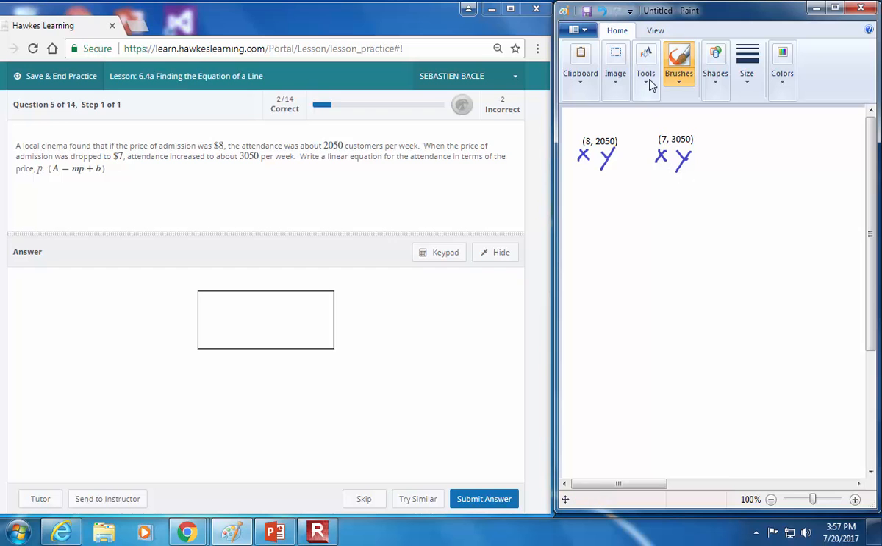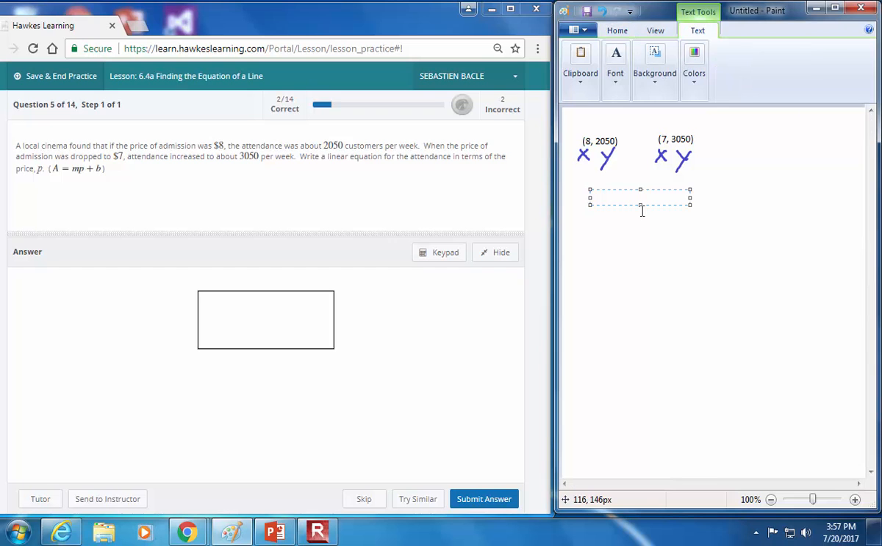and we have to find the equation of this line. Now go back and check the video for section 6.4, where I go over in detail how to find the equation of a line if you're given 2 points. Essentially, you're going to start by finding the slope, so that's y minus y over x minus x.